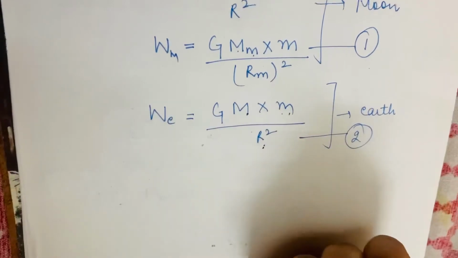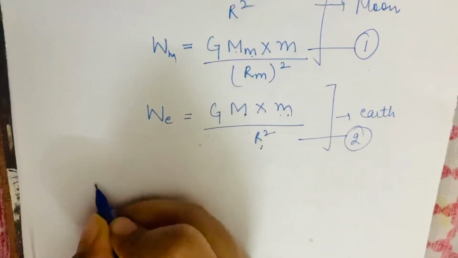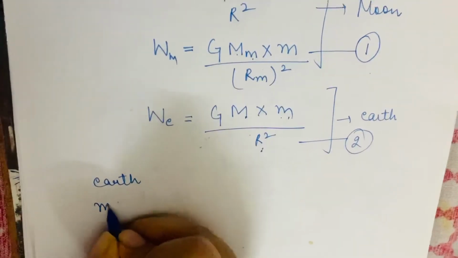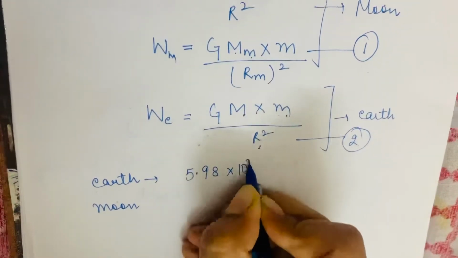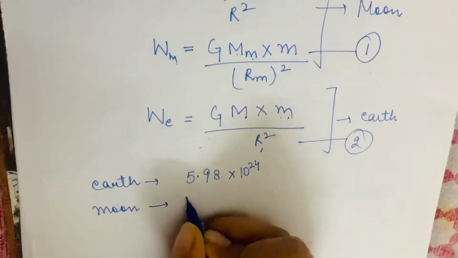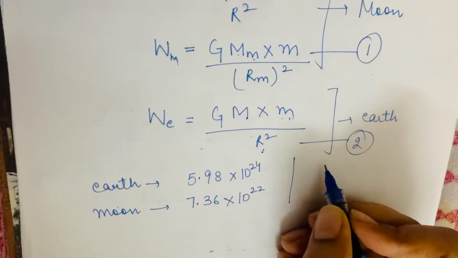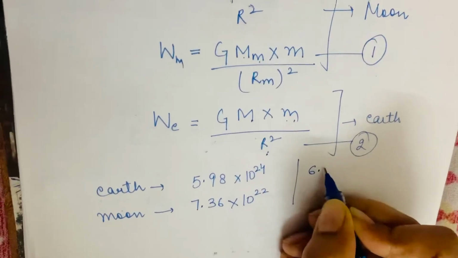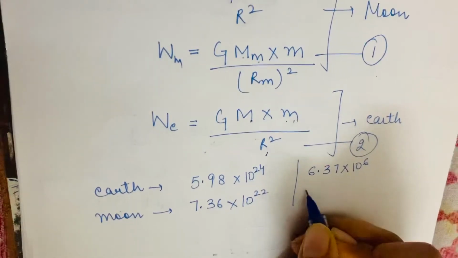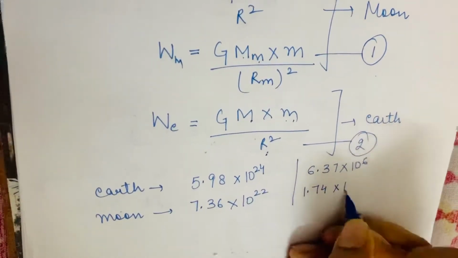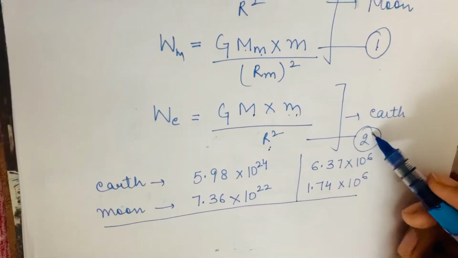Now let us substitute the values. You will find there is a table in your book, table 10.1, where you can note down that the mass of earth is 5.98 into 10 raised to power 24, and of moon is 7.36 into 10 raised to power 22. And if I talk about the radius, for earth it is 6.37 into 10 raised to power 6, and for moon it is 1.74 into 10 raised to power 6. Now let us substitute these values in equation number 1 and equation number 2.